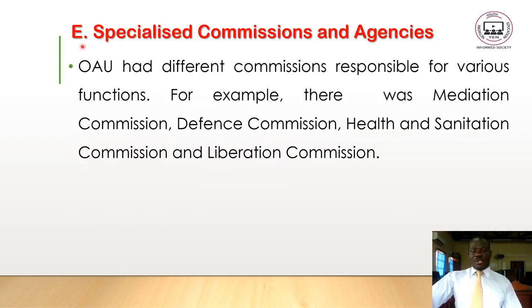Another organ of the OAU was the specialized commissions and agencies. The OAU had different commissions responsible for various functions. For example, there was the Mediation Commission, Defense Commission, Health and Sanitation Commission, and the Liberation Commission. So they were different agencies commissioned to be responsible for various functions at a particular time.